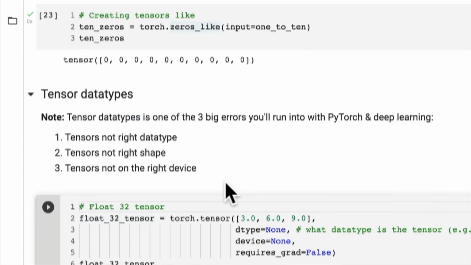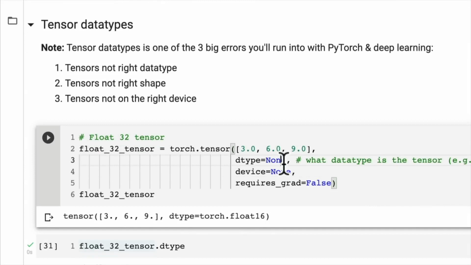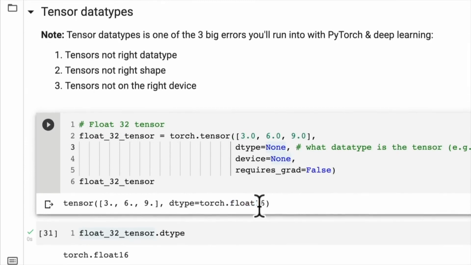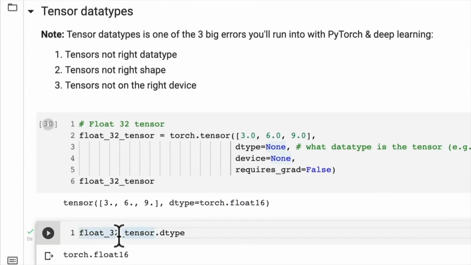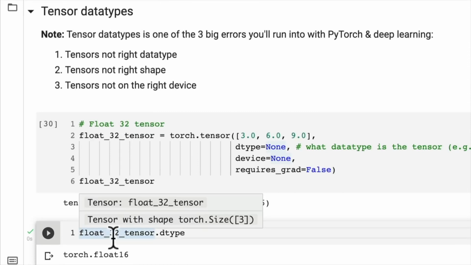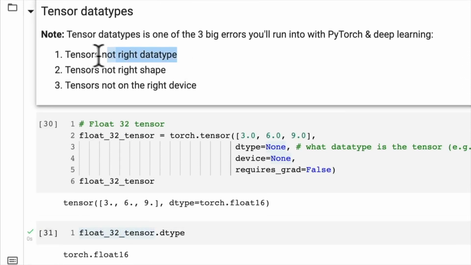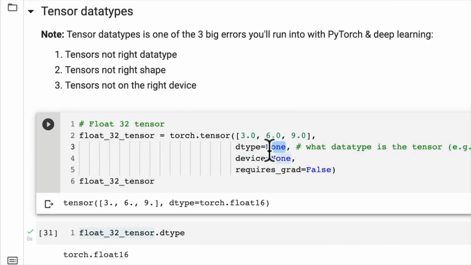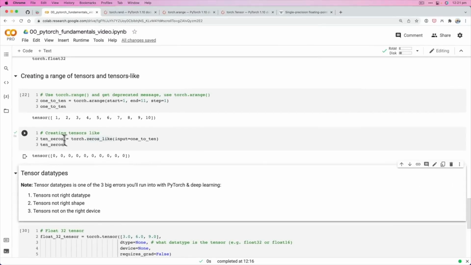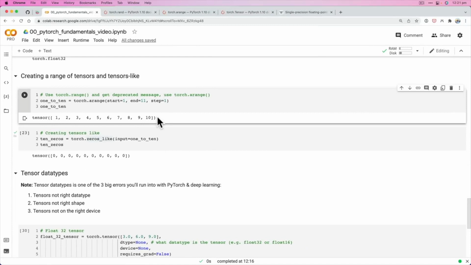And so in this case, if we had a tensor that was float16 and we were trying to do computations with a tensor that was float32, we might run into some errors. And so that's the tensors not being in the right data type. So it's important to know about the dtype parameter here. And then the tensors not being the right shape, well, once we get onto matrix multiplication, we'll see that if one tensor is a certain shape and another tensor is another shape, and those shapes don't line up, we're going to run into shape errors.